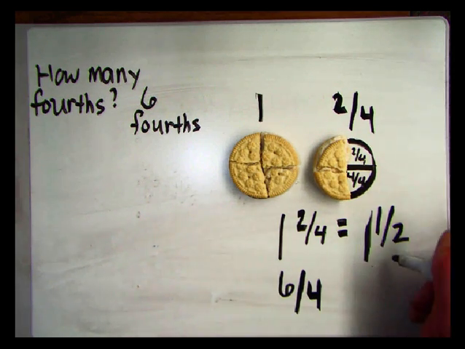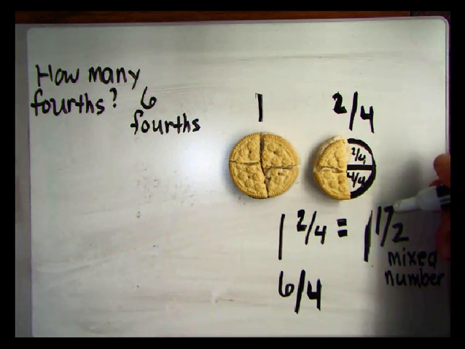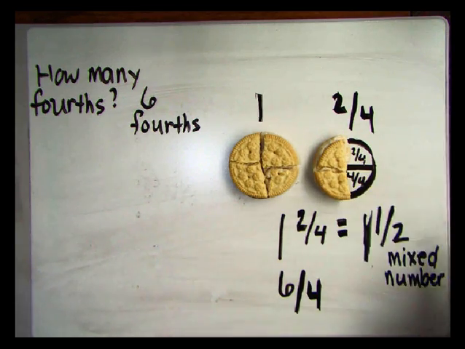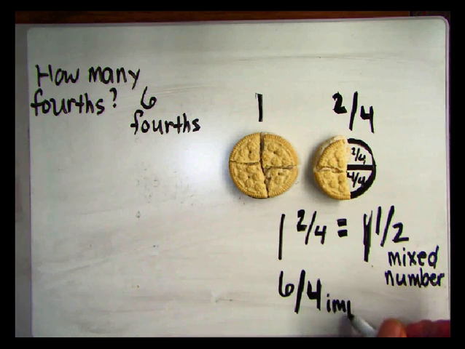This is the mixed number because we have the whole number and then the proper fraction. So we have the whole number and the proper fraction, where the numerator is less than the denominator, and this would be our improper fraction, because our numerator is greater than our denominator.